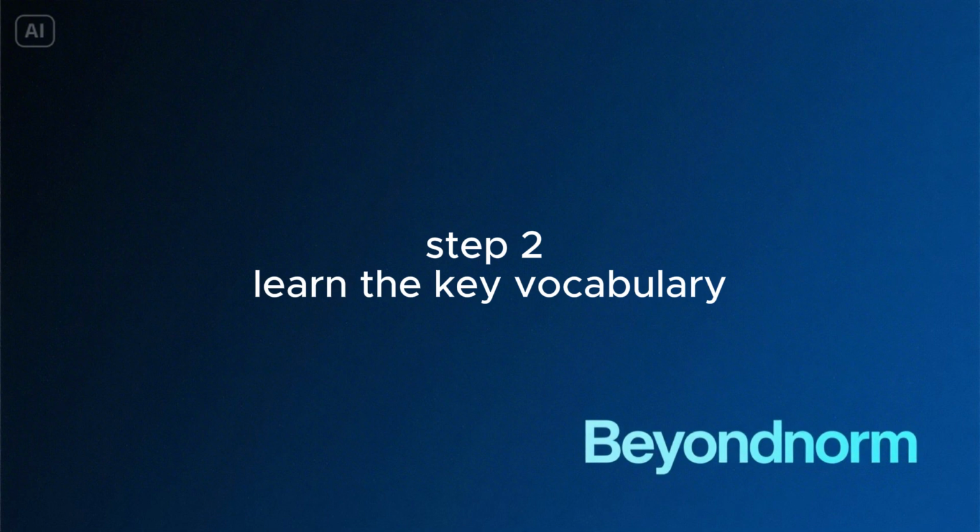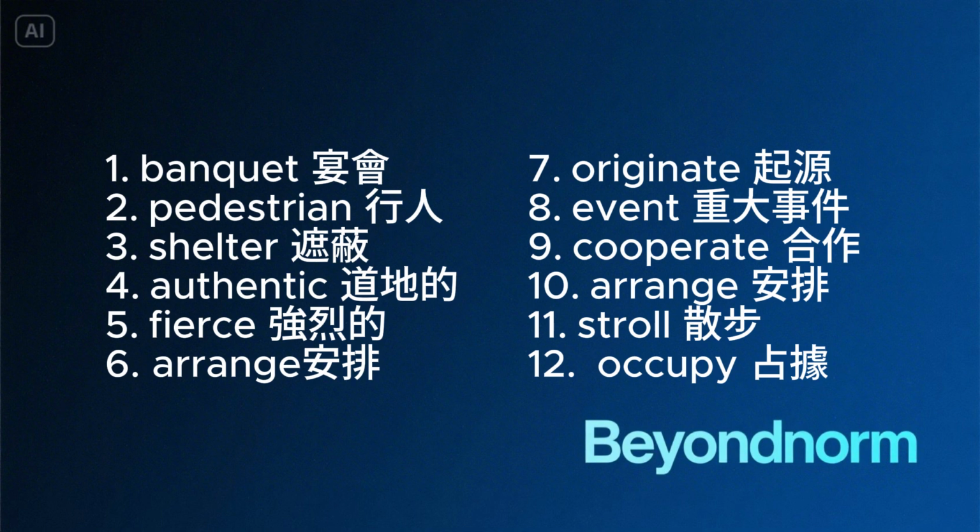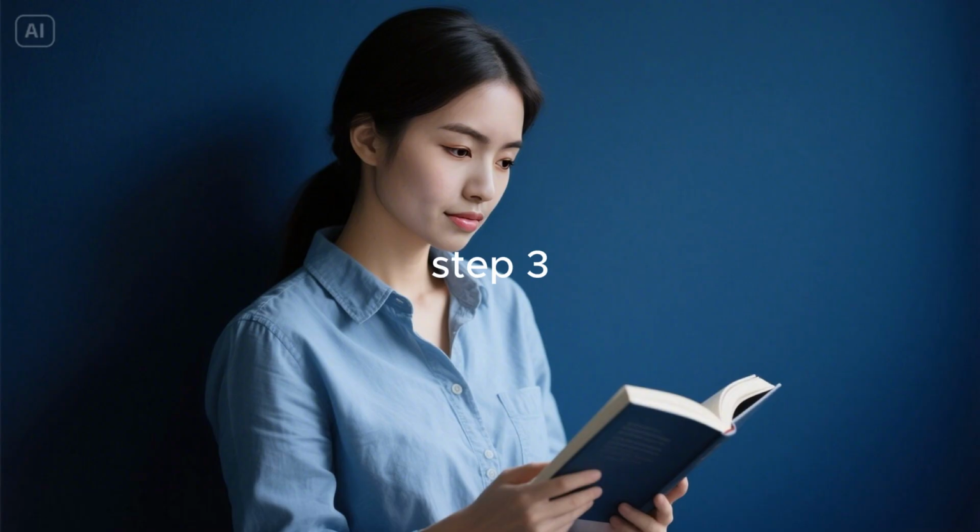Step 2. Learn the key vocabulary. Here are some useful words. 1. Banquet. 2. Pedestrian. 3. Shelter. 4. Authentic. 5. Fierce. 6. Arrange. 7. Originate. 8. Event. 9. Cooperate. 10. Arrange. 11. Stroll. 12. Occupy.